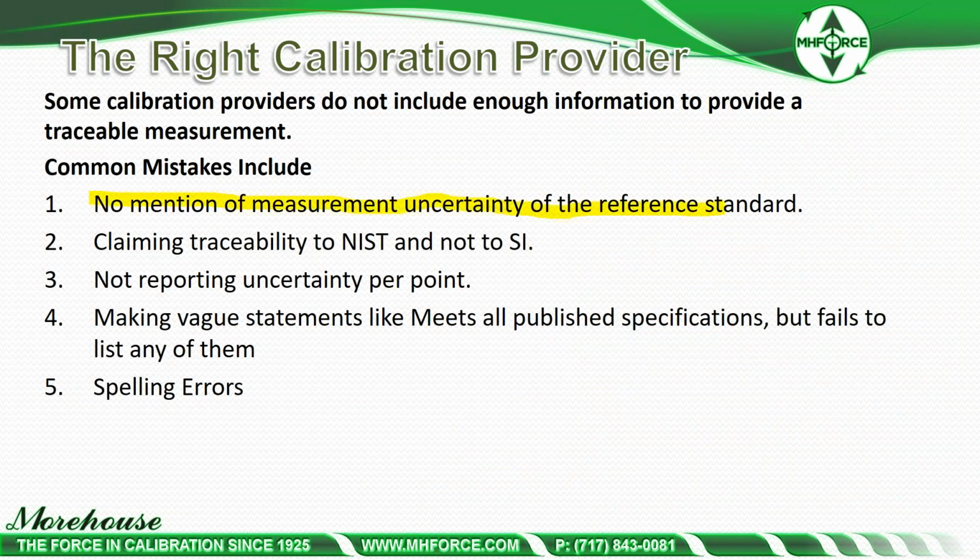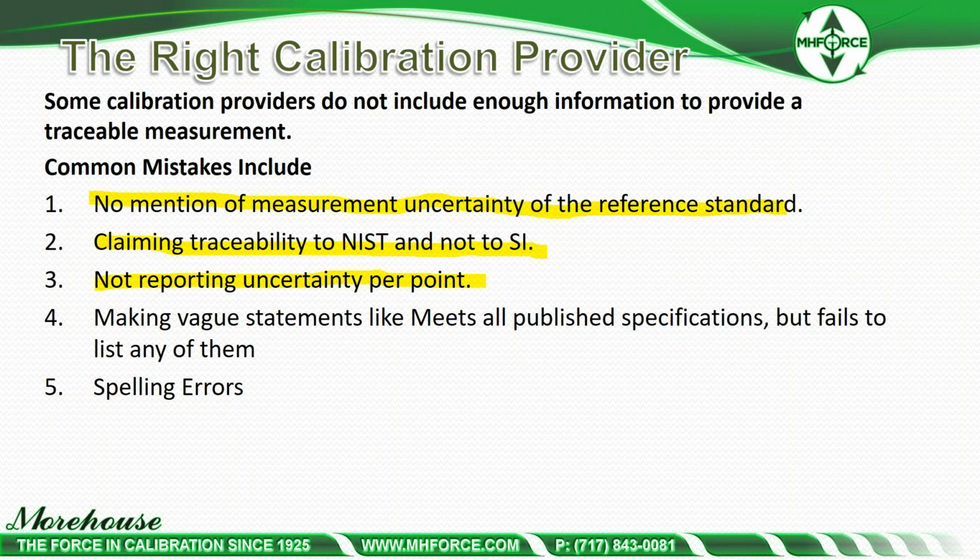No mention of uncertainty of the reference standard. Claiming traceability to NIST and not SI. Hopefully the new standard will eliminate this. It's been, as I said, an ongoing thing. We still see it. We still have requests for it. Not reporting uncertainty per point. That was a requirement of ILAC P14, the new standards requiring it.